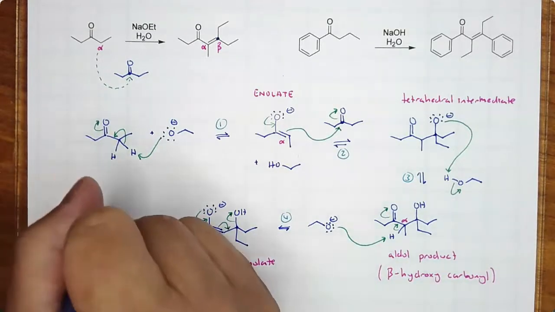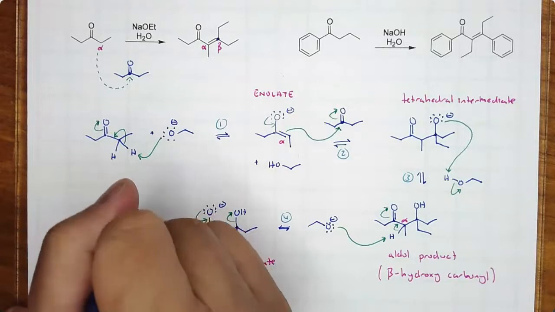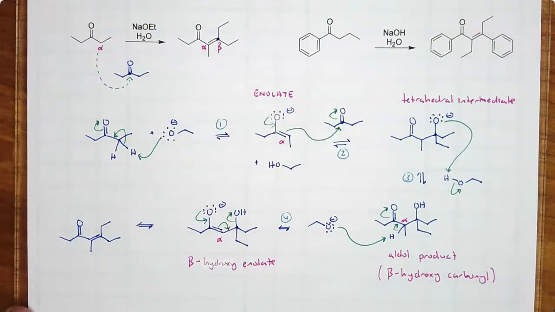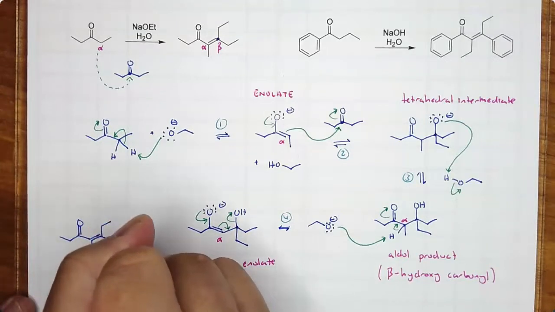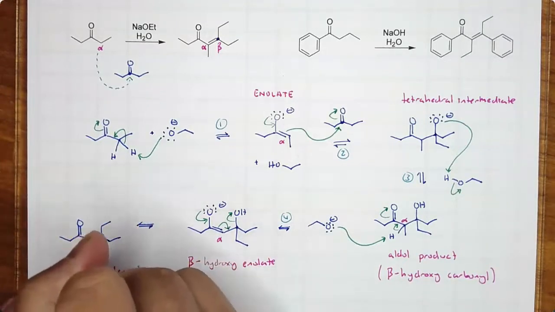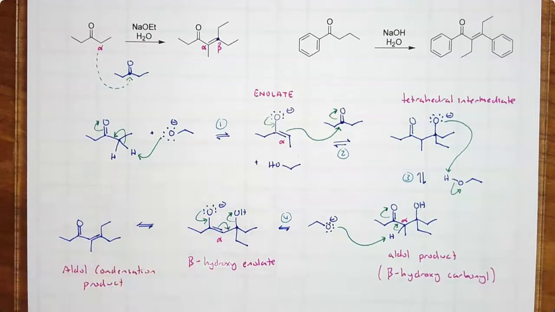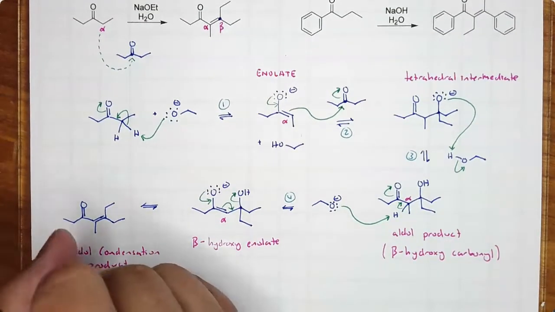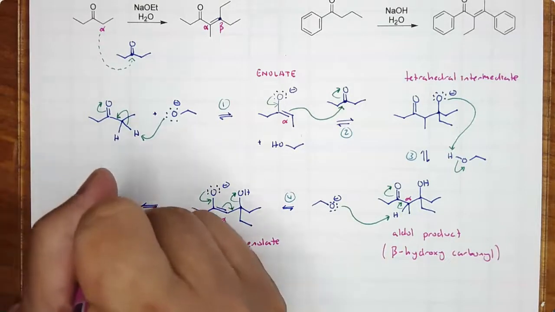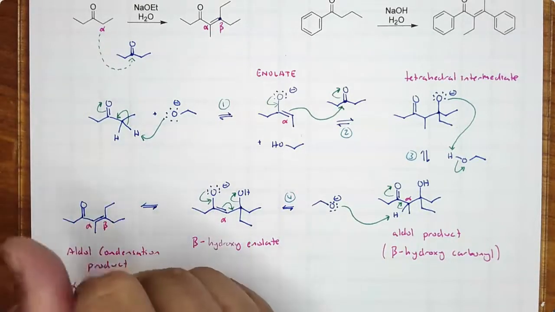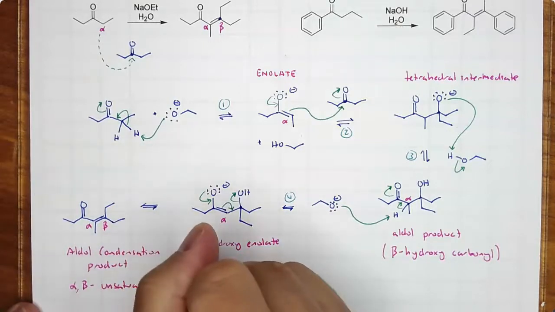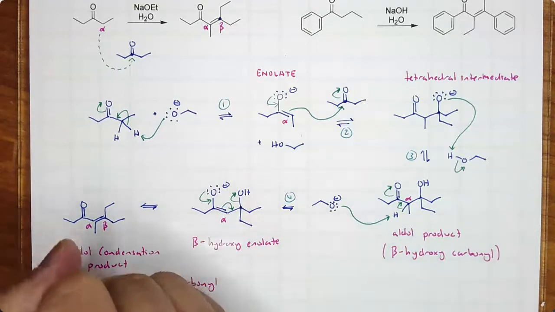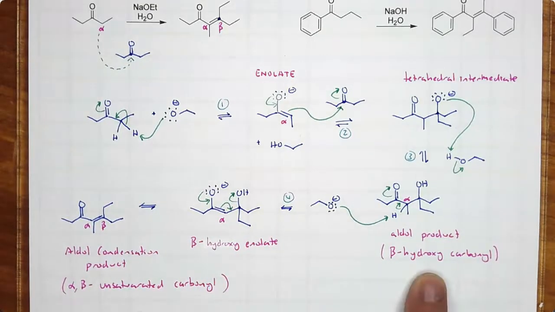Did I draw that right? I'm checking the number of carbons. This is our final product. This is the aldol condensation product. But like I said before, it is also the alpha beta double bond, so it's not saturated, it is unsaturated ketone, or in general carbonyl. See the difference between those two.